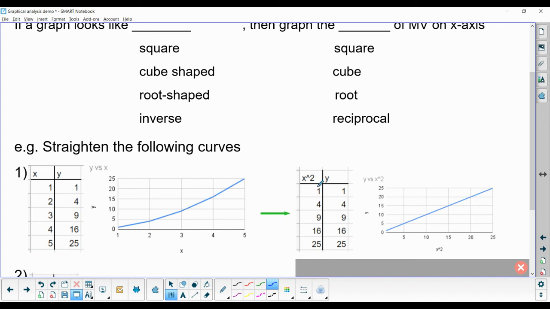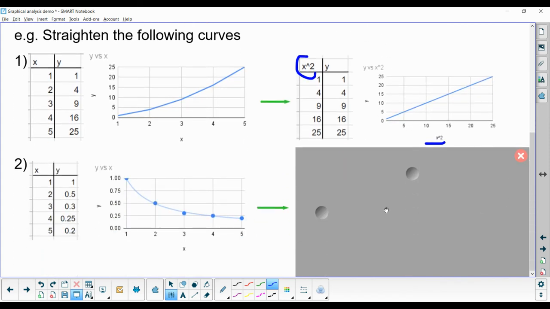And then when we graph the x squared here on the x-axis, we see we have a linear line, we have a straight graph. Then we can use the value of the slope of the straight graph to solve for our various physics unknowns. Let's try it with another graph.